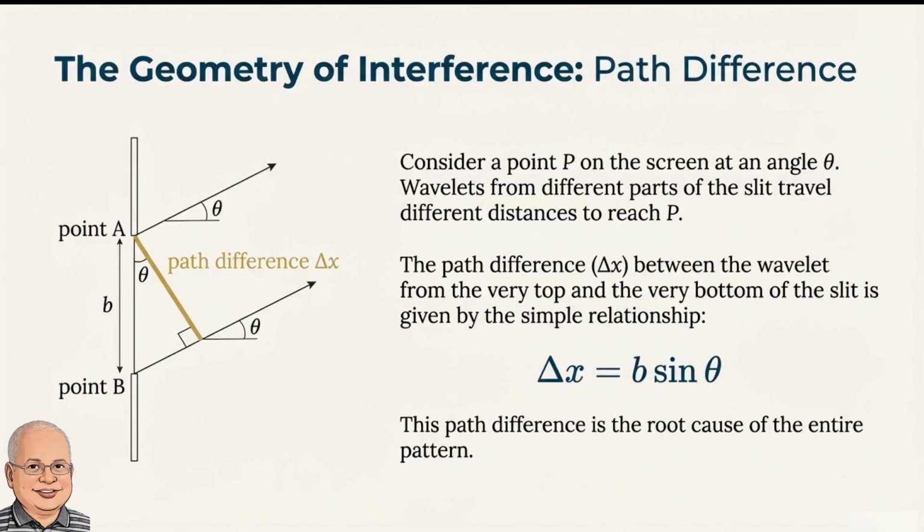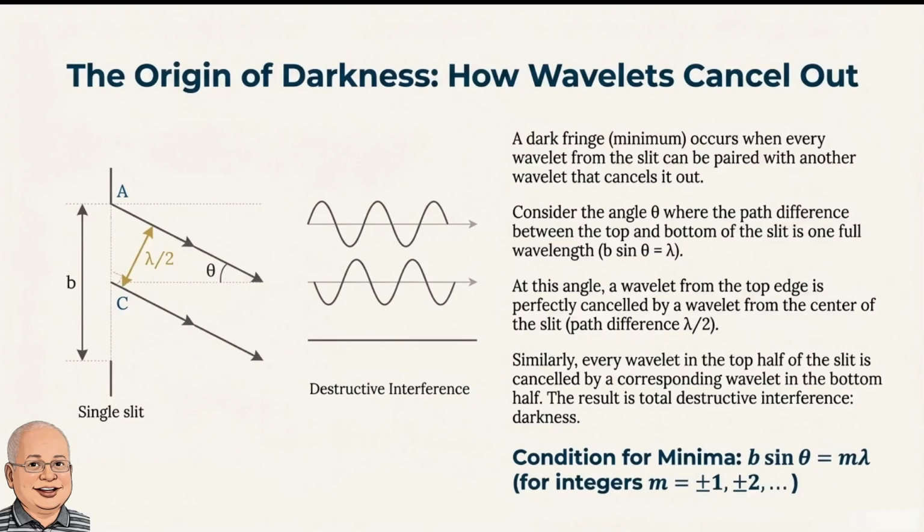So this is the path difference, and it is the root cause of the entire pattern, whether it is in interference or in diffraction. Now, when these rays coming out of A and B, or from the slit, meet at a point, they form a pattern of bright and dark light regions. Why are these bright and dark regions formed? That is the question.